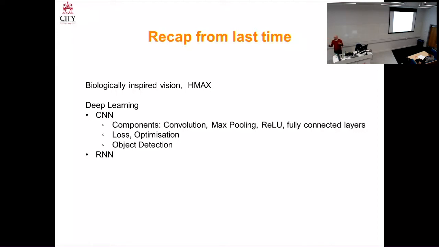You can put these together into an architecture, and then that architecture can be trained to solve a problem, like image classification or image super resolution. And to do that, you need to set up a loss function and then optimize it using, for example, stochastic gradient descent. Once you set that up, you can solve all sorts of cool problems. Last week you learned about object detection, which is really an interesting problem. And if you have temporal data, you can use recurrent models, which are good for modeling time series.